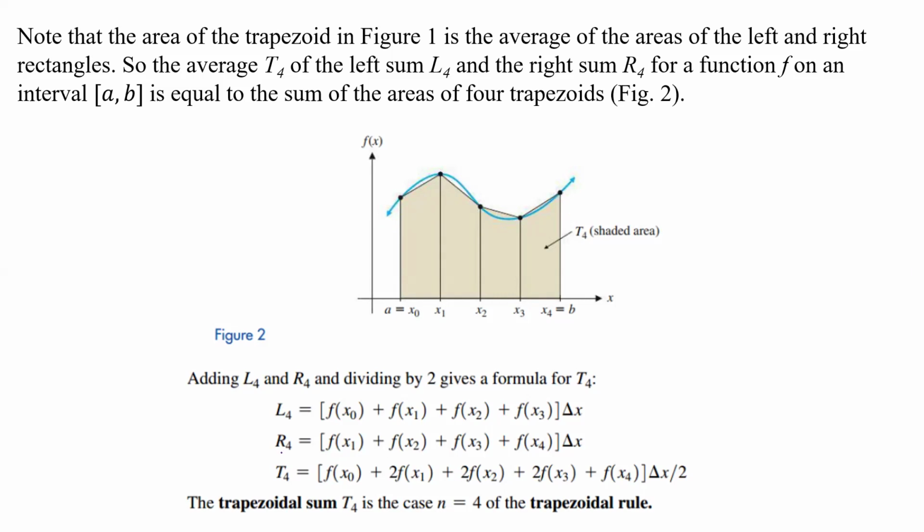So if we added the L4 and right 4 and divide by 2, you get the following formula. Well, here's our L4 plus the right 4, and we get T4 is this function here. So it's just f of x0 plus 2f of x1 plus 2f of x2 plus 2f of x3, and then finally f of x4, times our delta x. We're going to divide everything by 2 to get that average.